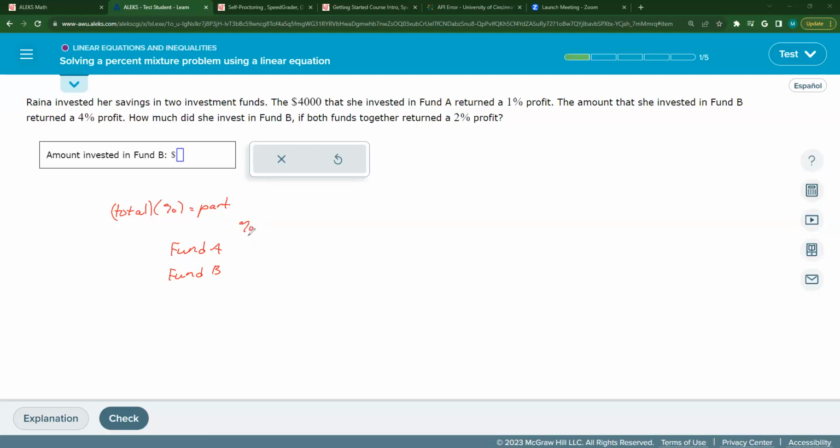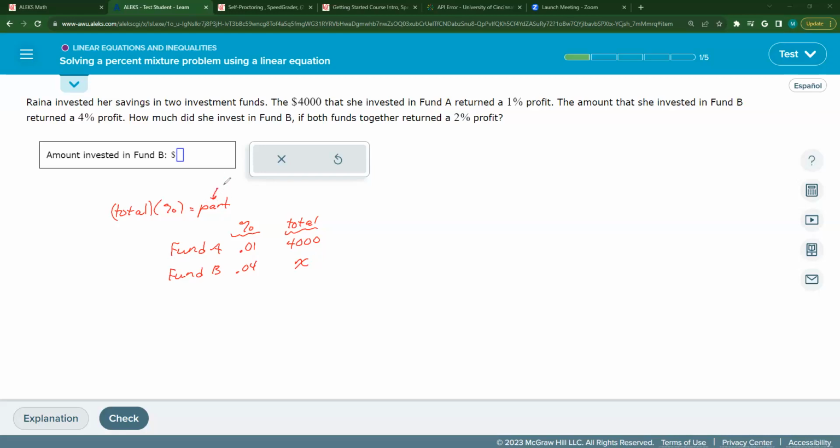Percent, remember, we're going to do it as a decimal. The 4,000 that she invested into fund A, so total in A is going to be 4,000. She invested, returned a 1% profit, 0.01. Remember, we're writing it as a decimal. The amount she invested in fund B returned a 4% profit, 0.04. And we don't know how much that is. How much did she invest in fund B if both funds together returned a 2% profit?